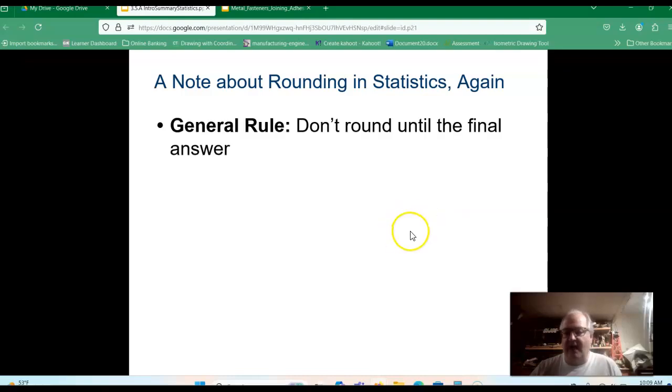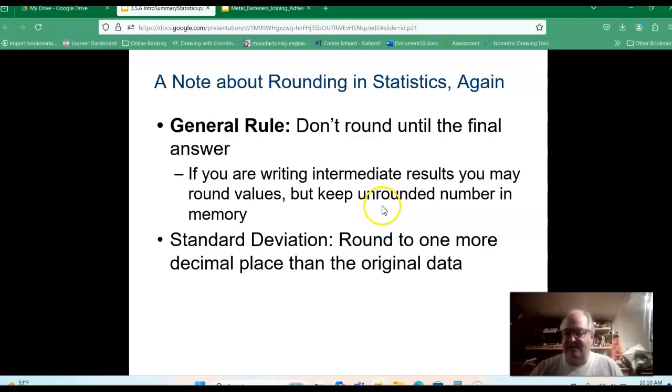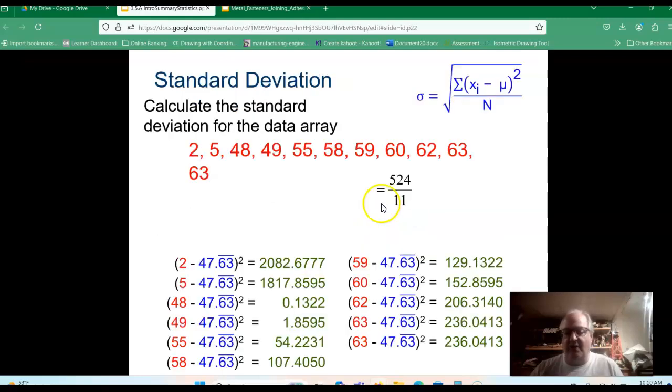Again, we've had the general rule about rounding in statistics. Keep your numbers going, and then make sure that you round to the next number in terms of your data set. Here we've got 2 digits, so we will be rounding to the third number when we do this particular calculation. So let's take a look at how this is done.